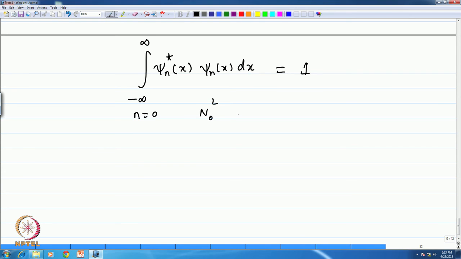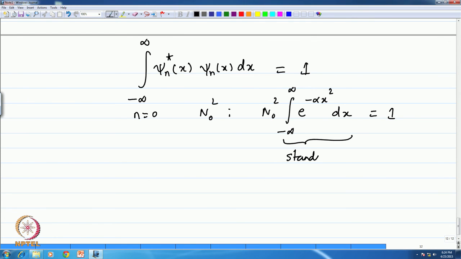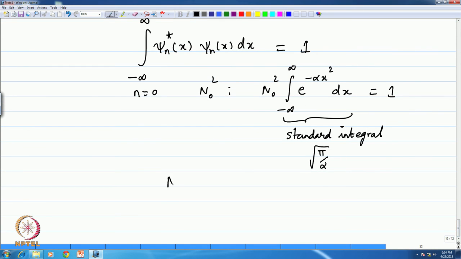which for n equal to 0, for example, if you want to know what N0 square is, that is obtained as follows, namely N0 square times the integral of e to the minus alpha x square dx between minus infinity to plus infinity is 1, because the Hermite polynomial for n equal to 0 is 1, and this is a standard integral. Its value is known. This integral is root pi over alpha.